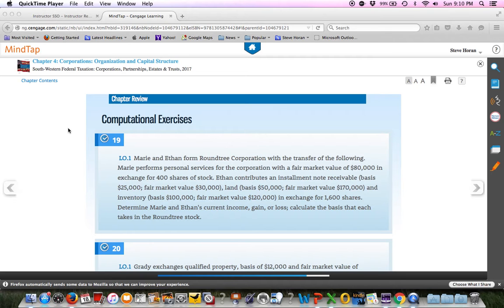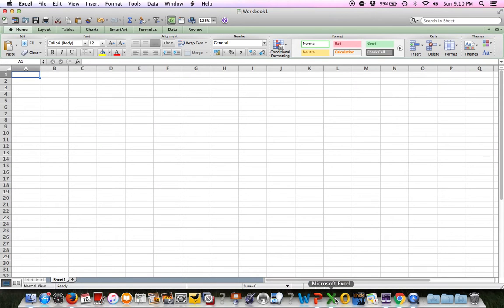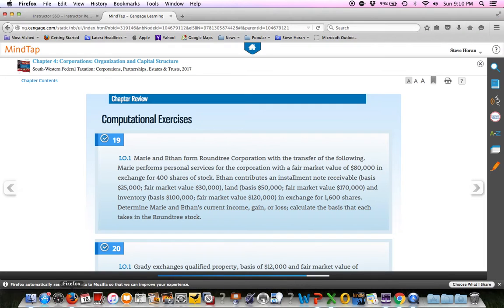Determine Marie and Ethan's current income, gain or loss, and calculate the basis that each takes in the Roundtree stock. So a little bit longer calculation to do on some of these, so I'm just going to open up a blank Excel file to do this. And so for Marie, remember that she transferred services and she received 80,000 worth of the stock. So let me just go back to that real quick here.